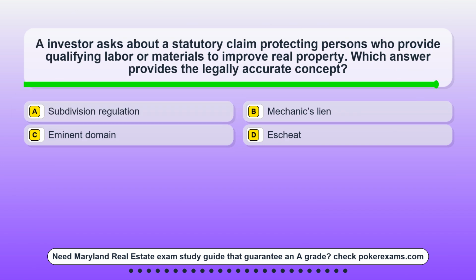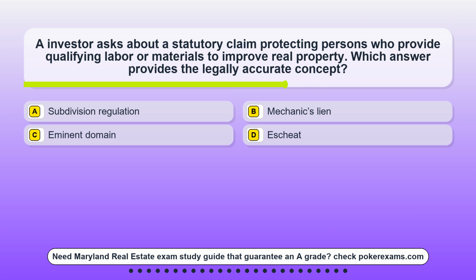Question 7. An investor asks about a statutory claim protecting persons who provide qualifying labor or materials to improve real property. Which answer provides the legally accurate concept? Option A, subdivision regulation. Option B, mechanics lien. Option C, eminent domain. Option D, escheat.